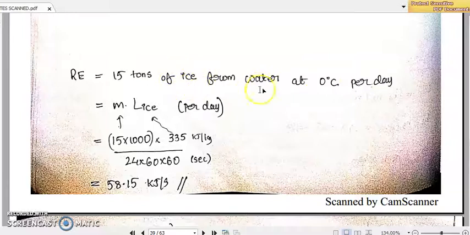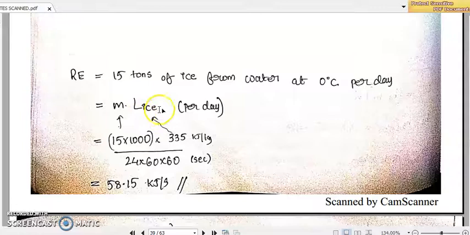This ice is produced from where? It is produced from water at 0 degrees Celsius. So it is a phase transformation happening here. We need to find out the total latent heat transfer happening in this conversion, that is conversion of water at 0 degrees Celsius to ice at 0 degrees Celsius.